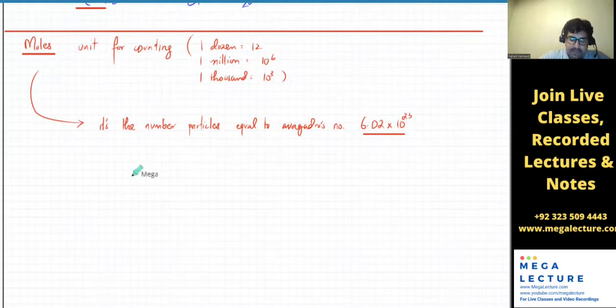The other thing is, how do you convert that? I'm going to go over some of the formulas. The first conversion is how you convert to moles. That's the number of particles divided by Avogadro's number, which is 6.02 times 10 to the power 23. That's your first formula.